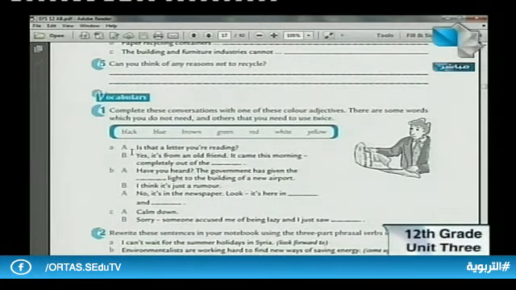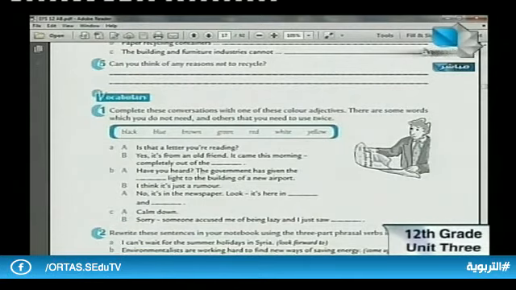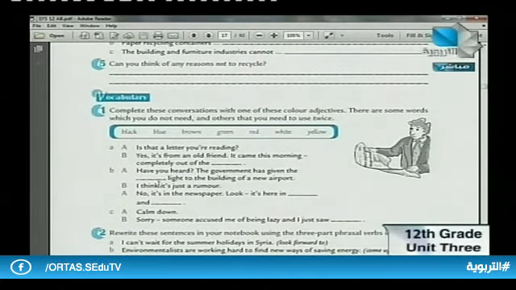Let's try the first one. I will ask you: is that a letter you are reading? Yes, it's from an old friend. It came this morning completely out of the blue. Out of the blue. Thank you. The government has given the green light to the building of a new airport. The green light means that the government agreed, accepted. Yes, they said yes. I think it's just a rumor.